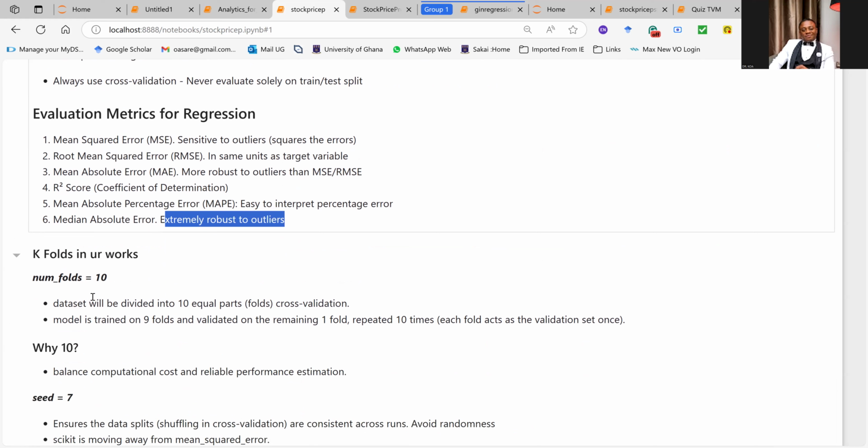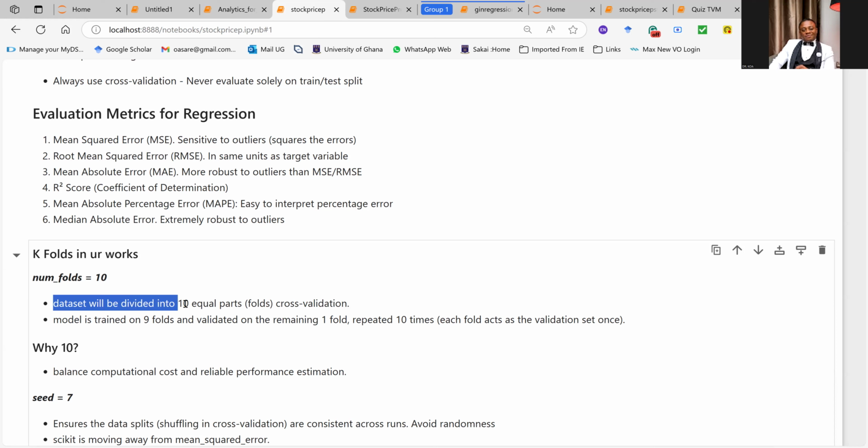So now why K equals 10? We've said that the number of folds is 10. Why? First of all, the data set will be split into 10 equal parts. The model is trained on 9 of the parts and validated on the remaining 1 fold. The process is repeated, meaning that each fold, each part, will act as the validation set once. So I'm sure you understand it.